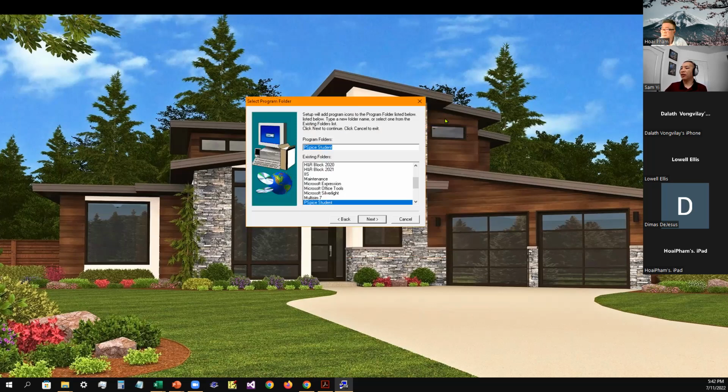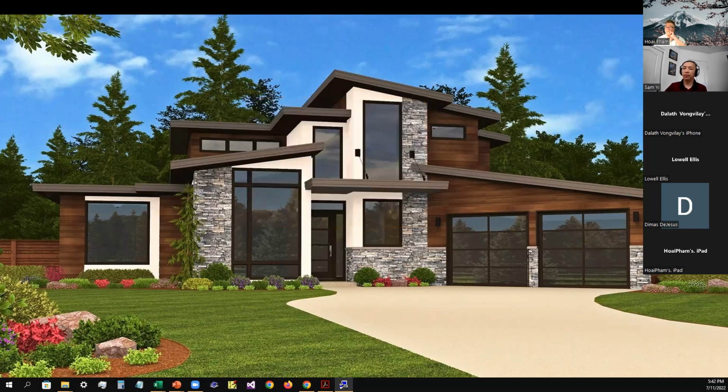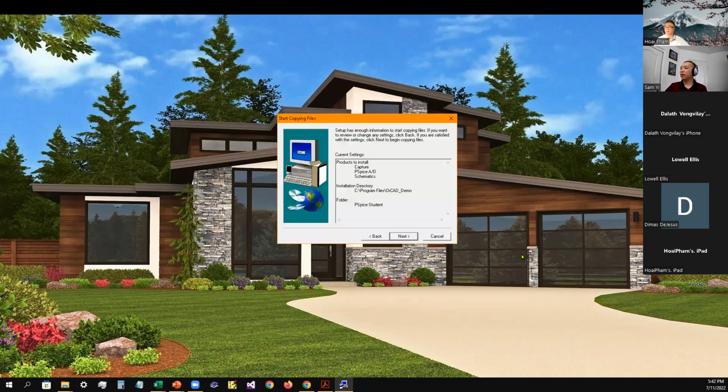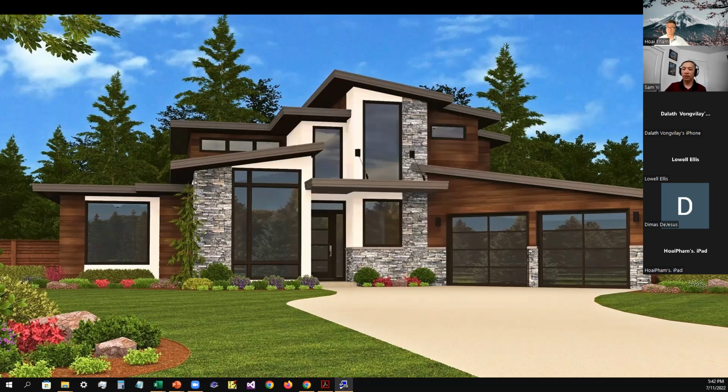And then after that, this one pops up, and just keep whatever they recommend. Click on next. Then this one pops up, where they just confirm the directory where they're going to install and the name of the folder. That's fine, keep it, click on next. Now they're copying the information into your computer.